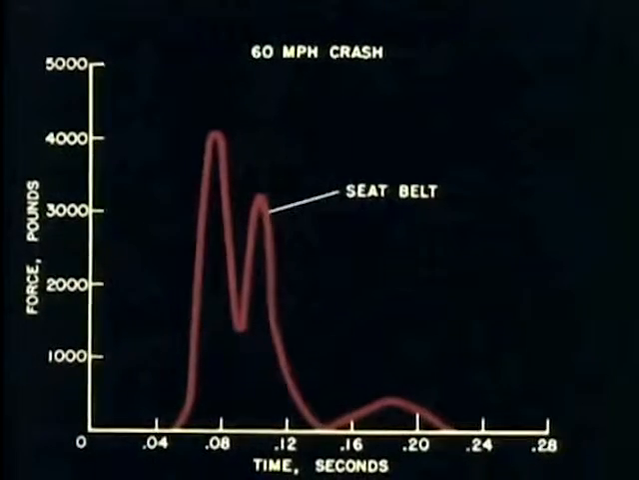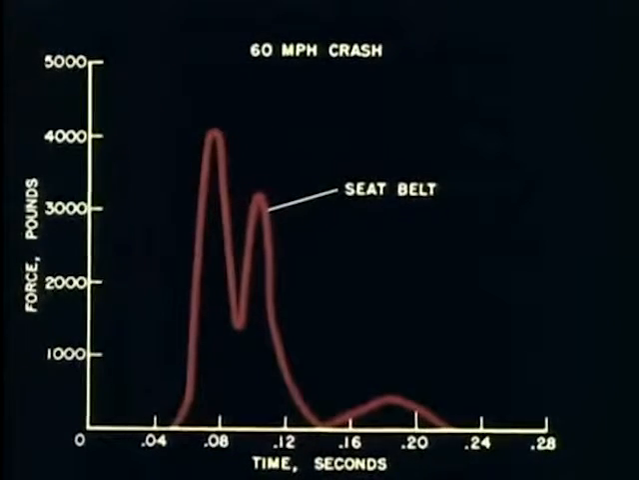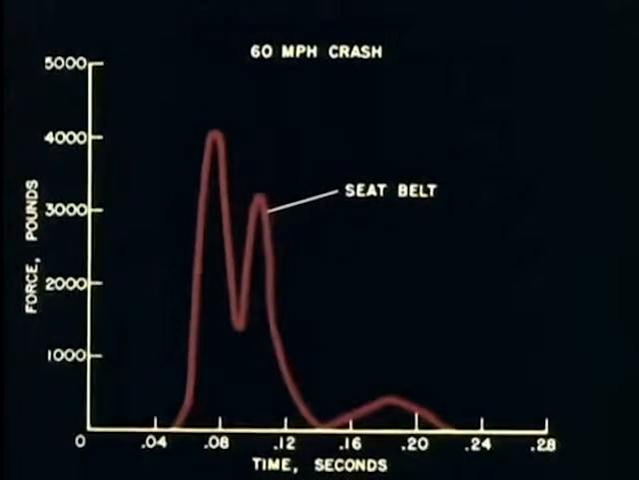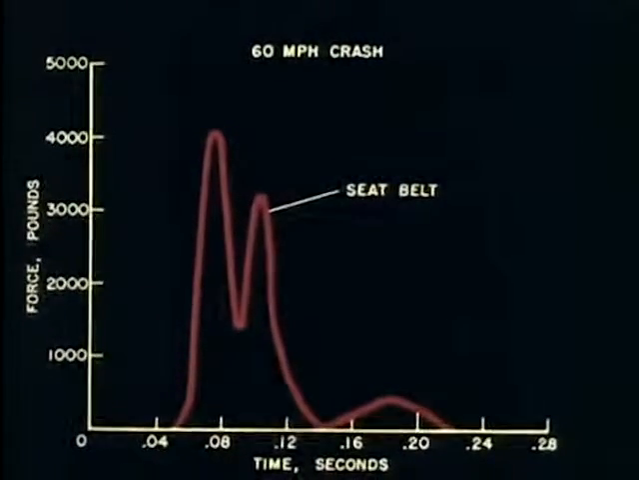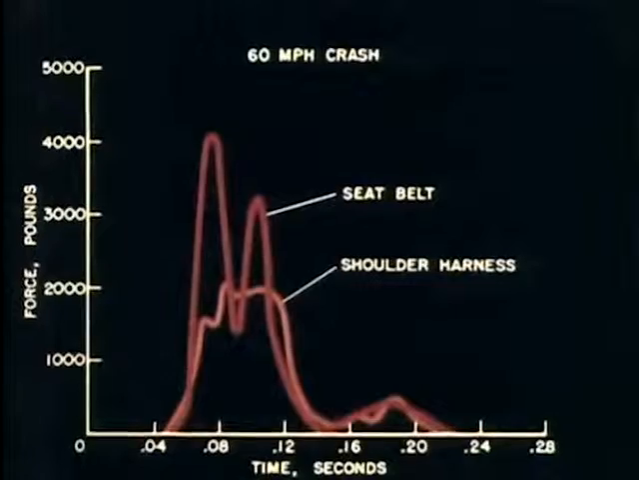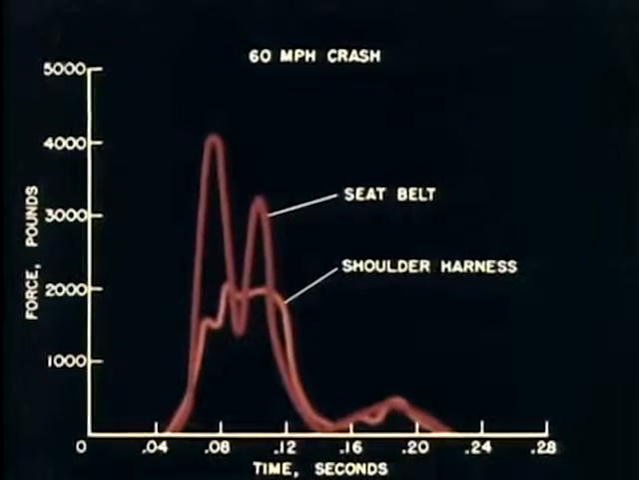impact with the barrier. The seatbelt restraining force has two peaks, one of 4,000 pounds and a second of 3,200 pounds. The major seatbelt forces endured for about 1/10 of a second. The combined pull on both shoulder harness straps is approximately equal to half that of the seatbelt, showing that the seatbelt supported most of the load.